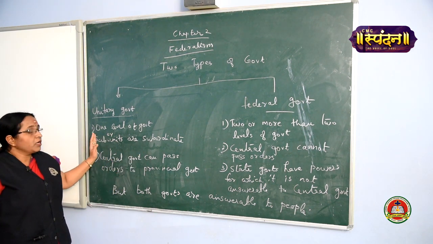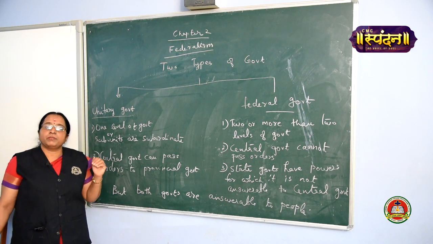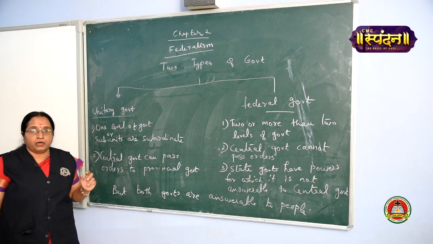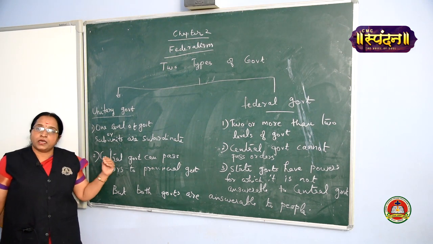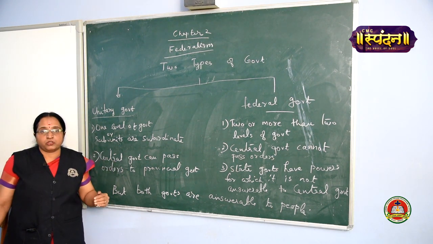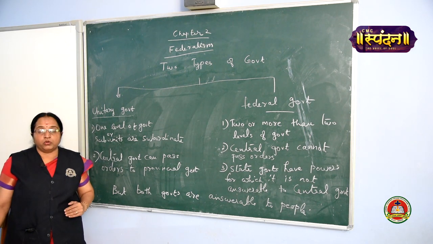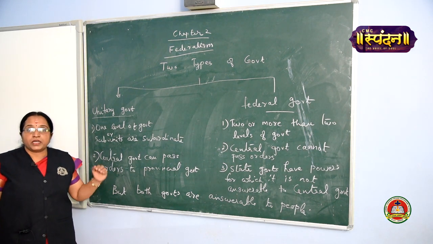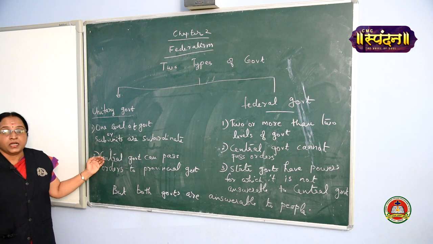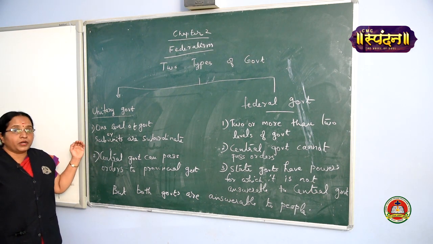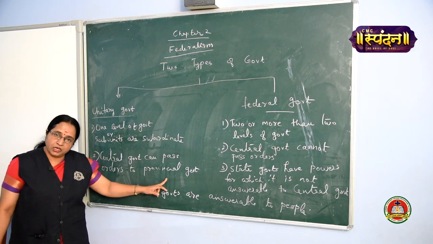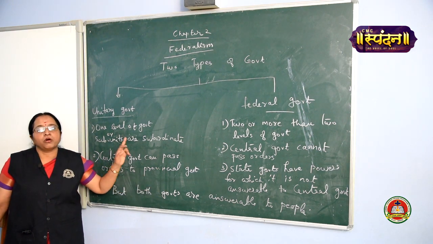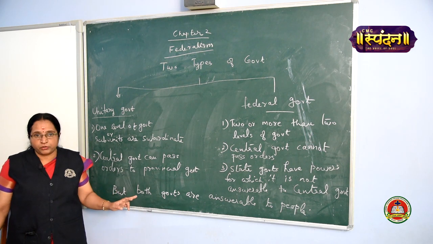Listen, children, unitary government means there will be only one level of government, that is the central government, even though they have state governments also, sub-units also, but the power is with the central government. The central government can pass orders to the provincial government. Provincial government means the state government or the sub-units. Am I clear to you, children?